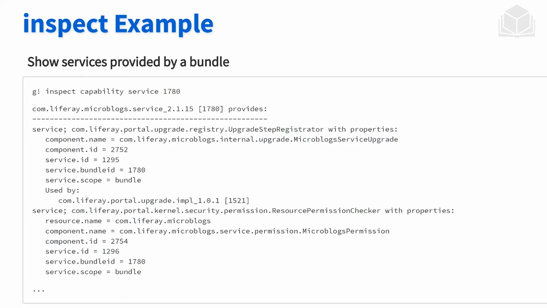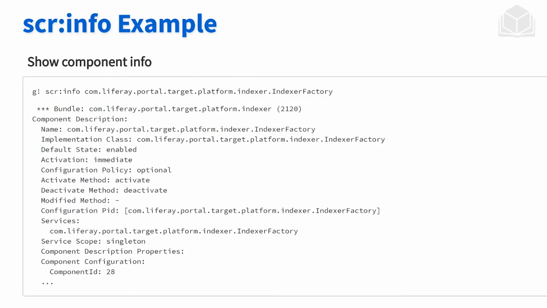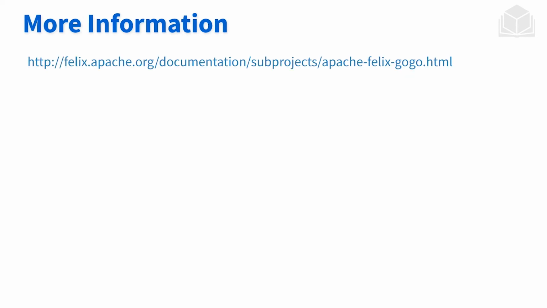This example here shows just that. So scr:info. SCR, again, is the namespace. On the right hand of the colon is the specific command itself, giving us some information about a component. This gives a much more detailed look at our services, which can be expressed in Liferay as components.